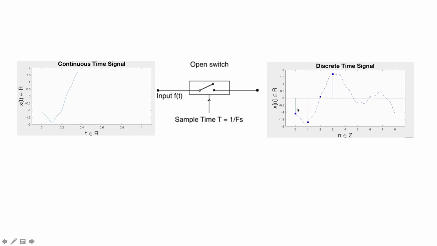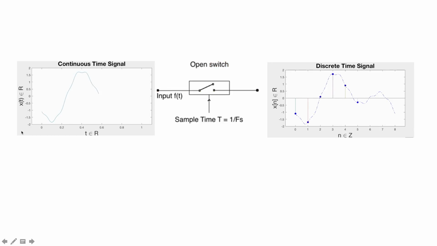Here at the output of the sampler, we have a discrete time signal which is denoted by x[n] with a square bracket. Here n is clearly an integer. This means that the discrete time signal is a signal whose value is defined only when the sampler closes at integer values of n. Otherwise, the value is undefined.